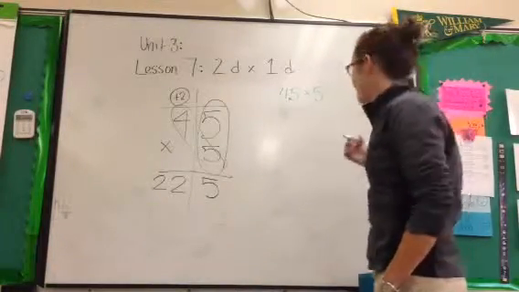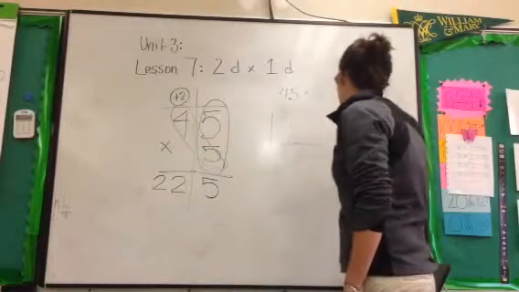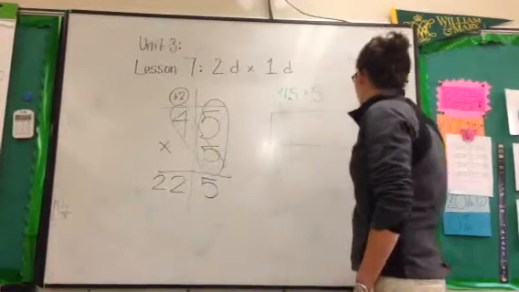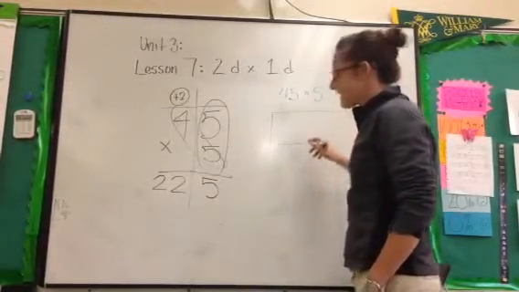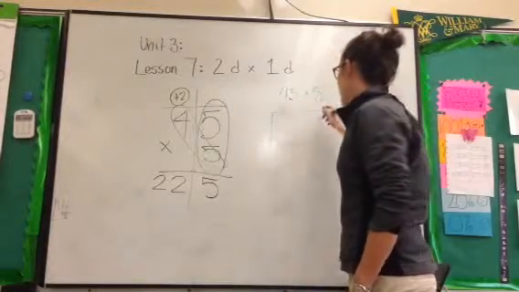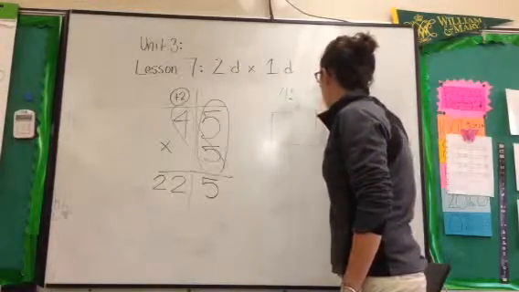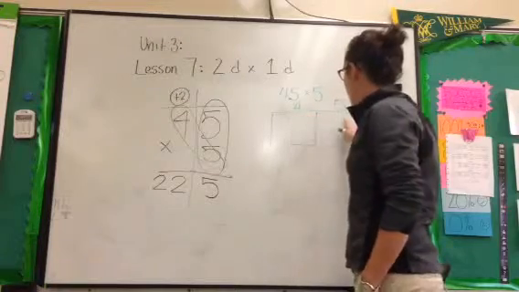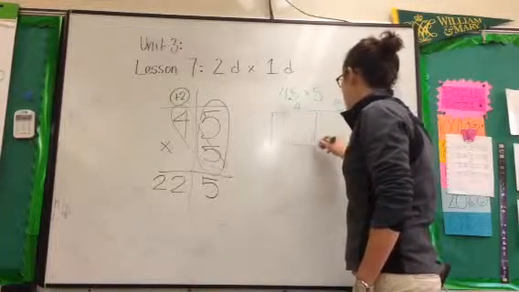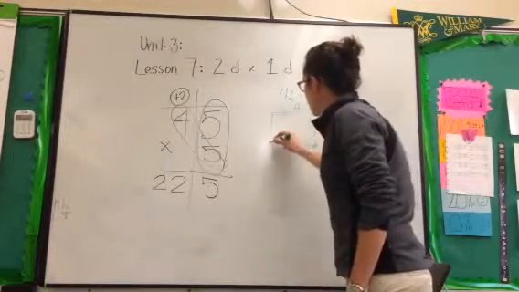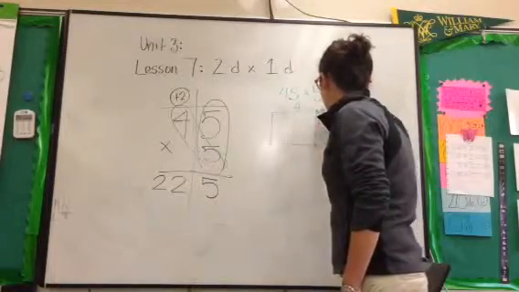So I'm going to set up my lattice boxes. I need to have 1 row for my 5, and then 2 boxes for my 2-digit 45. So I put 1 number in each box, 4 and 5, and then I draw my diagonals. Make sure you put in your dots so you know what to connect. So I have my diagonal.